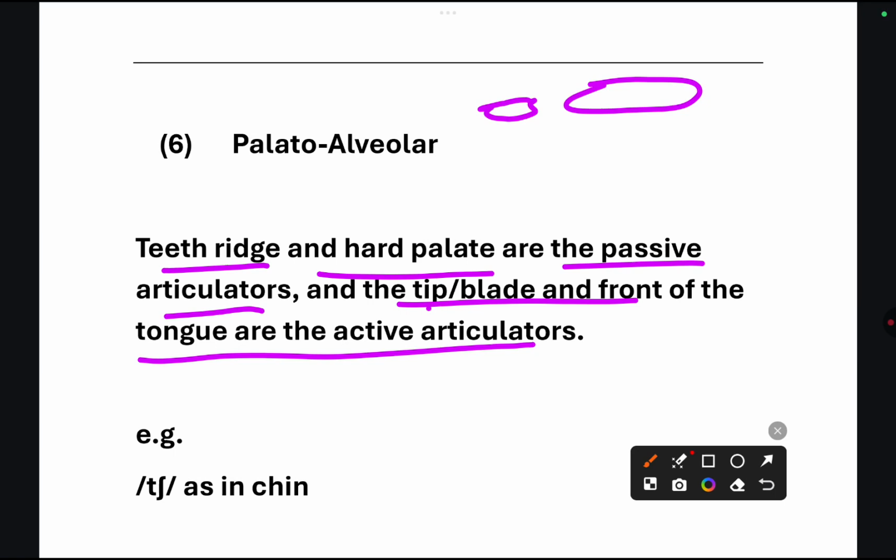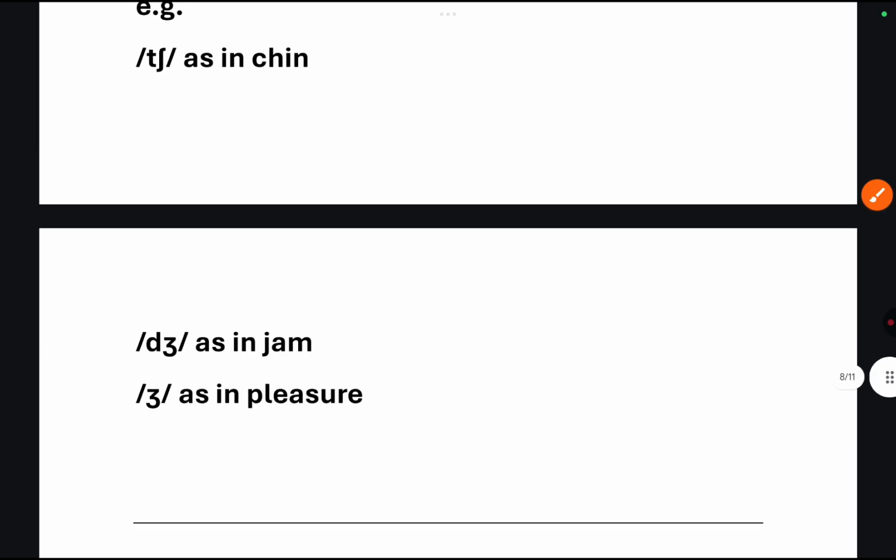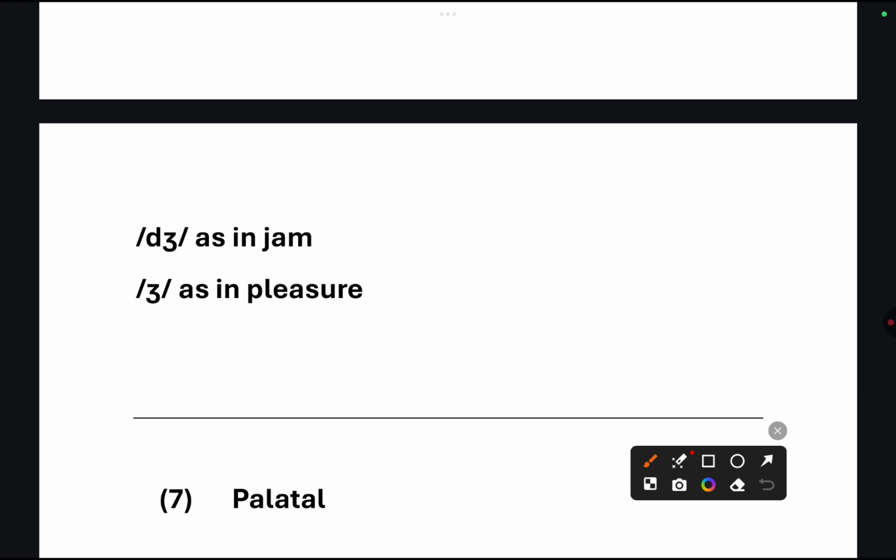Now pronounce these two sounds. Chin. In chin, you will come to know how your tip, blade and front are involved as the active articulator, and your teeth ridge and the hard palate are the passive articulator in this. You can also pronounce these words: gem, pleasure.